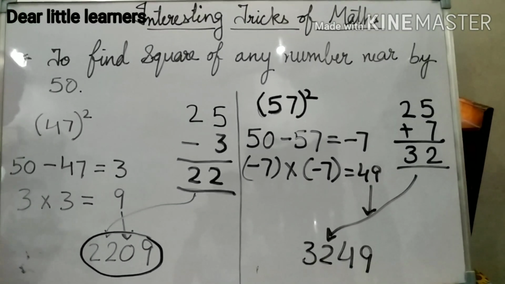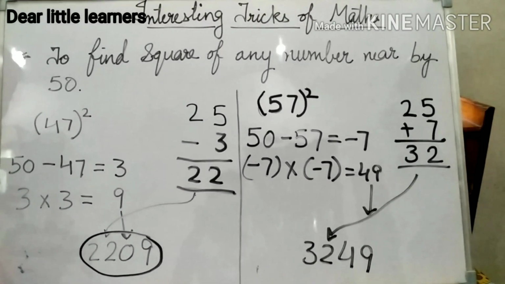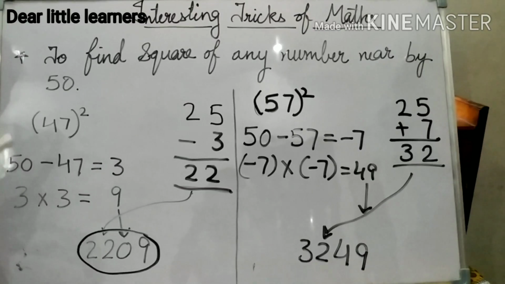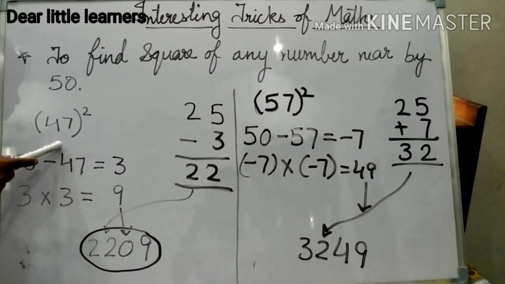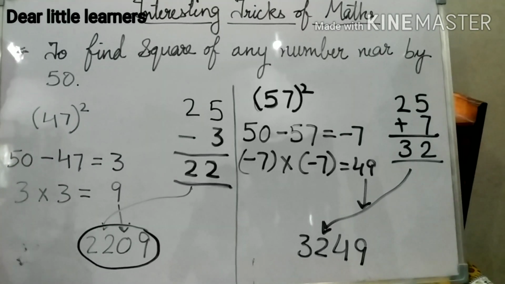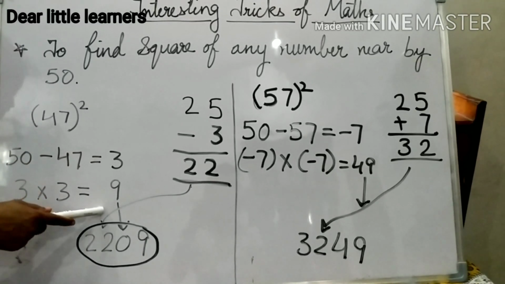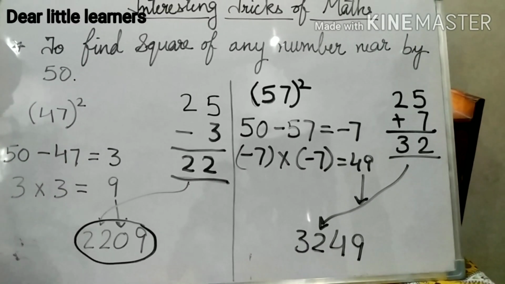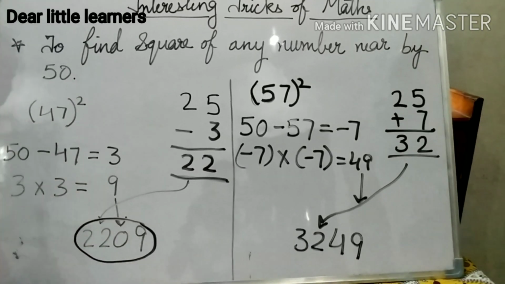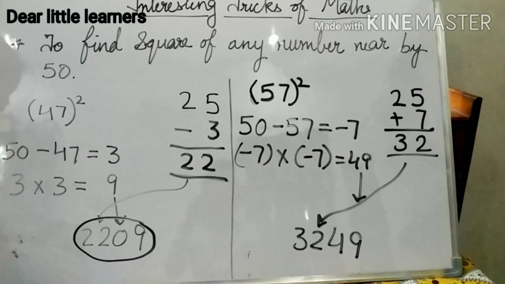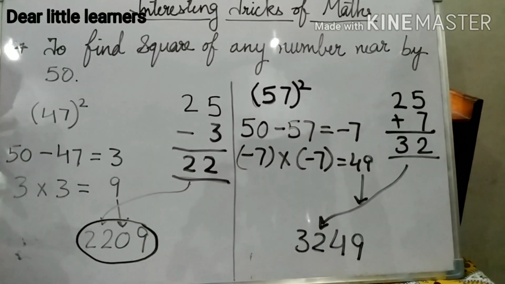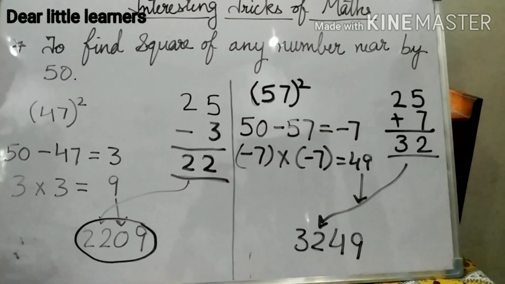Maybe you are confused, so I am explaining again. Listen carefully. First, what we have done: the number is 50. We have subtracted because we have to find this square from 50. So 50 minus 47, we have got 3. Now we have found the square of 3, that is 9. Instead of writing it alone, we have written it in 2 digits, that is 09. After that this 3 we will subtract from 25 also. We have got 22. This 22 we have to write in front and we have got the answer. So children, see, it is very simple. So this 47 is less than 50.